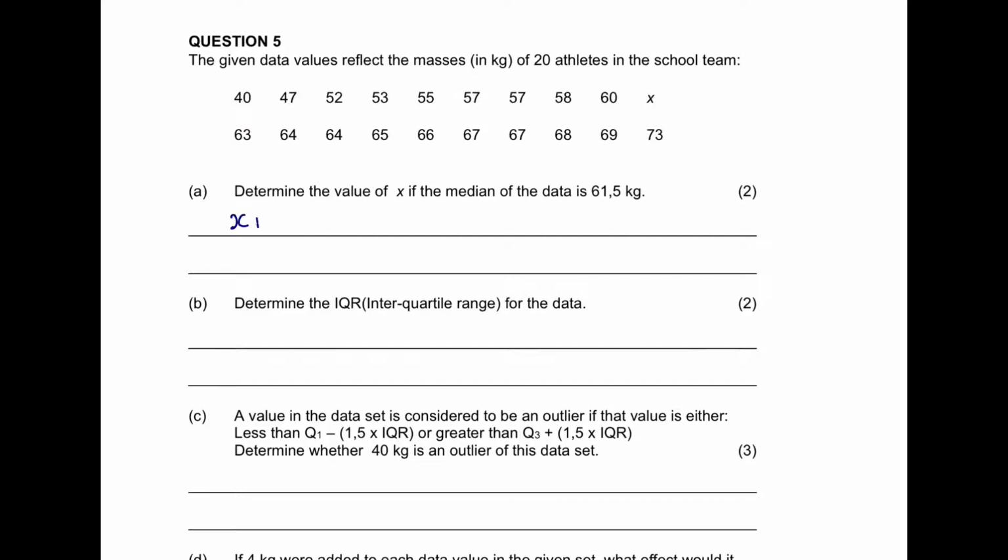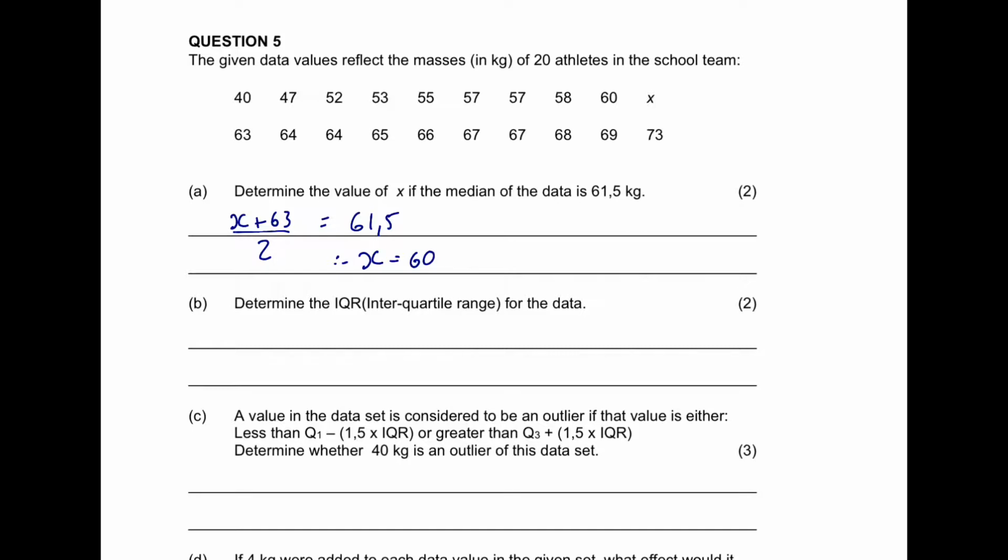So therefore X plus 63 divided by 2 is equal to 61.5. They've given us that. And then solve for X by multiplying both sides by 2. And then you take over the 63 so that X is equal to 60 as your median.